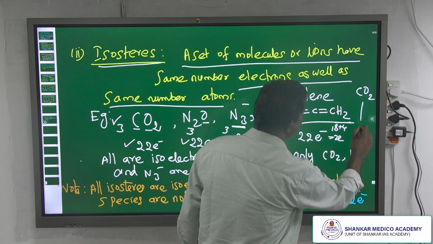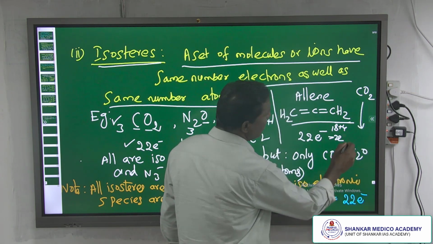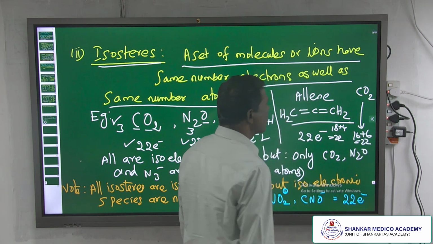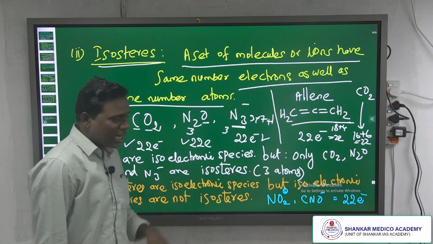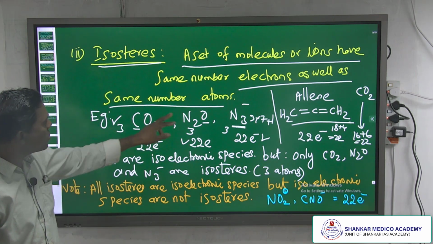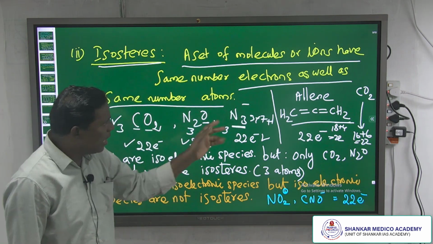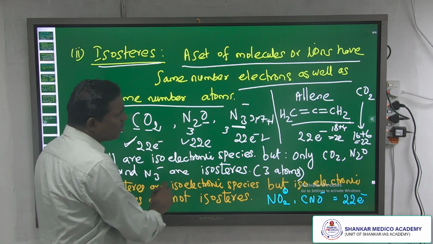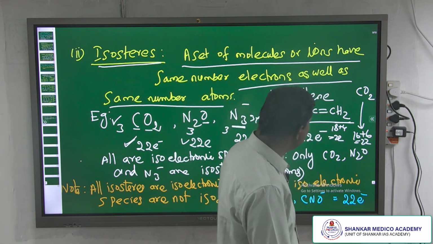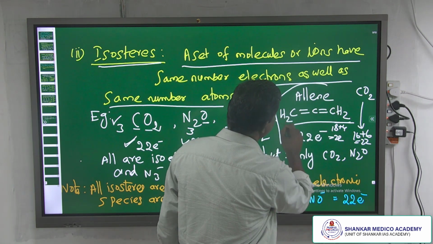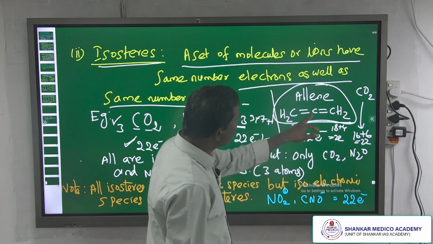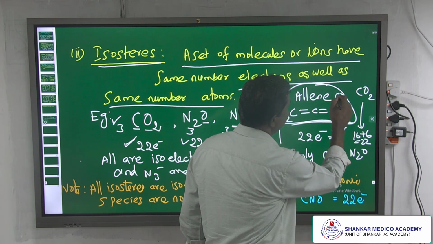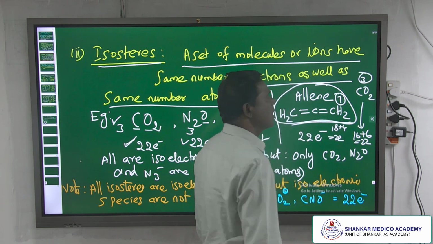Let us check this carbon dioxide. Carbon dioxide, 16 plus 6, 22. So you can look at all the 1, 2, 3, 4, 5 species. All the 5 species have the same number of electrons, 22 electrons. But this atomicity, allene having atomicity is how much? 3 carbon, 4 hydrogen, 7 atomicity, whereas this is a 3 atomicity. Number of atoms is 7.